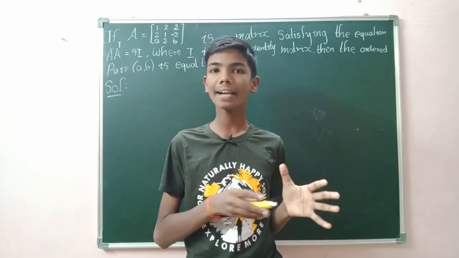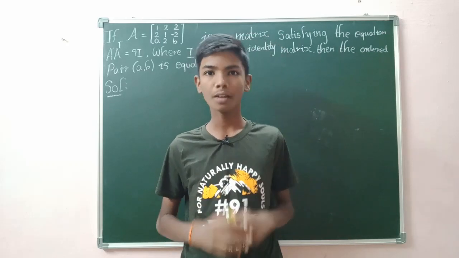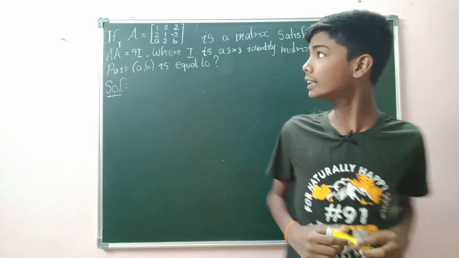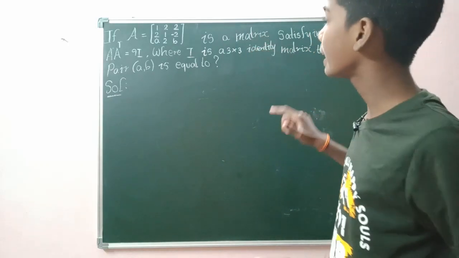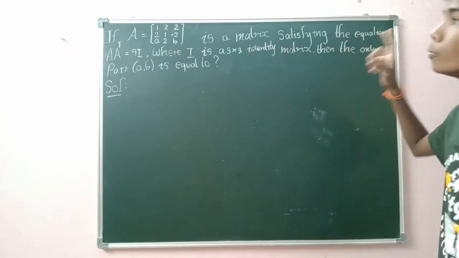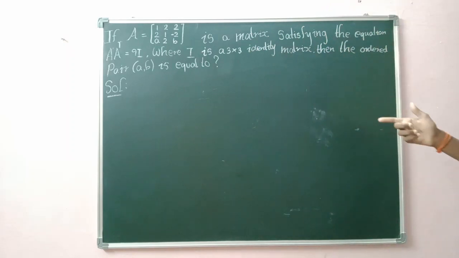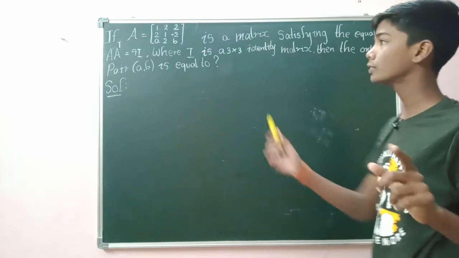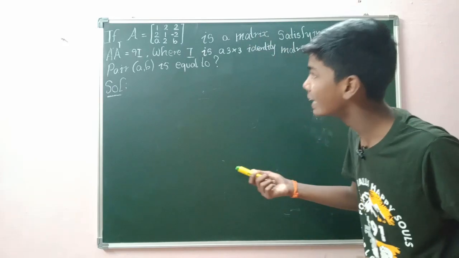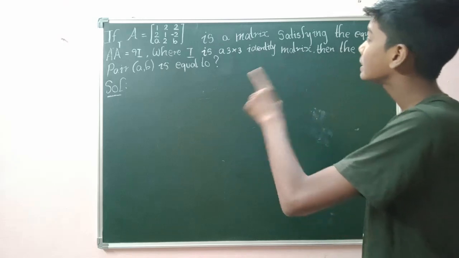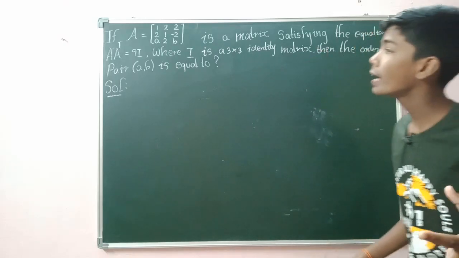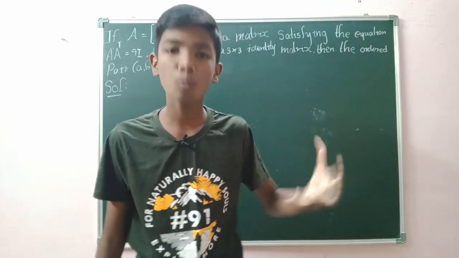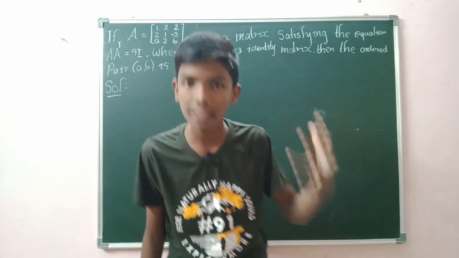To JEE Mains Matrices and Determinants question. So let me start to solve, guys. The question is, if A is equal to the matrix with rows 1, 2a, 2; 1, 2, 2; and minus 2, b, is a matrix satisfying the equation A times A transpose equals 9 times I, where I is a 3 cross 3 identity matrix, then the ordered pair (a, b) is equal to what? That is what the question is asking.